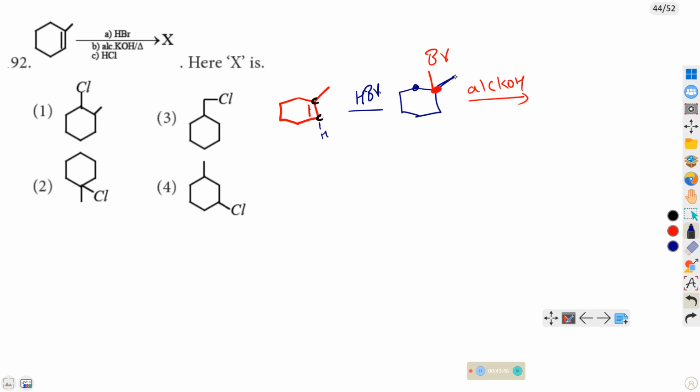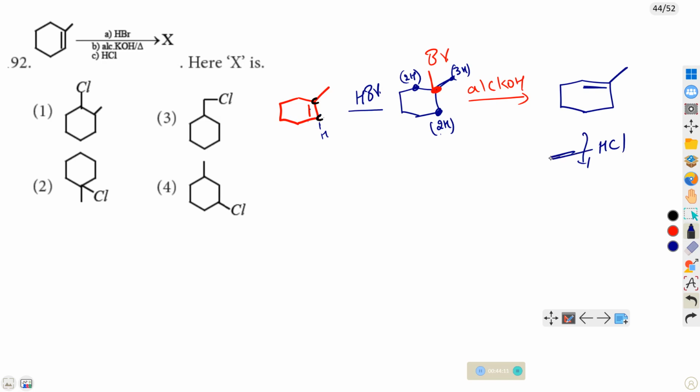Dehydrohalogenation, remove a hydrogen atom from beta carbon. Beta carbon which contains fewer hydrogens. Here 2 hydrogen atoms are present. Here 3 hydrogen atoms are present. This carbon contains 2 hydrogen atoms. So remove the hydrogen atom from the beta carbon which contains fewer hydrogens. This is the compound. Now add HCl.